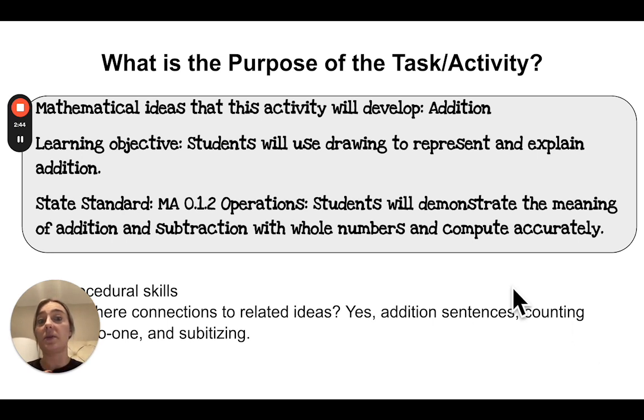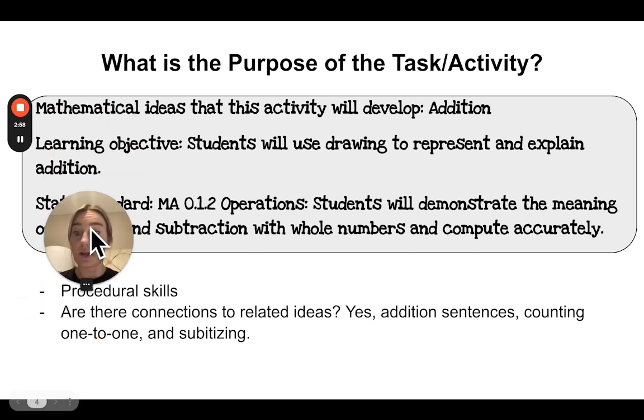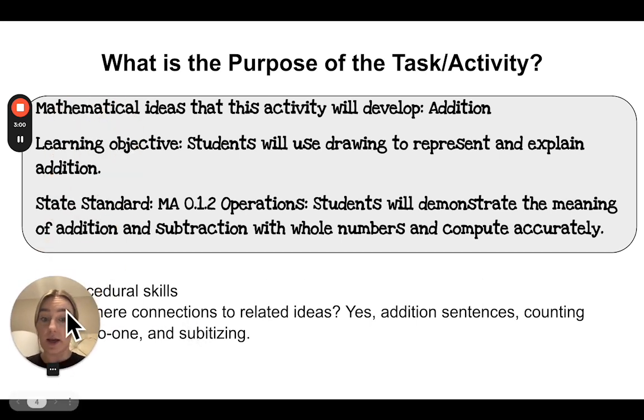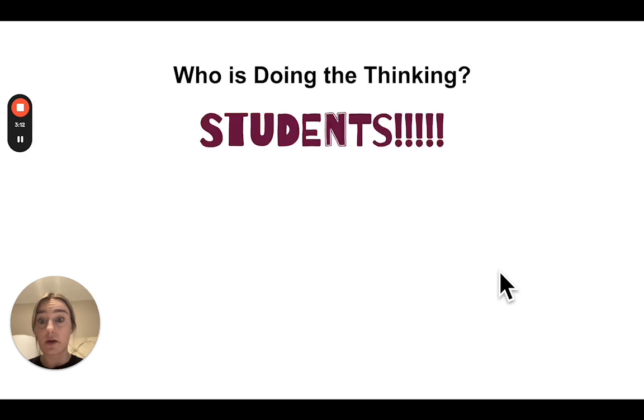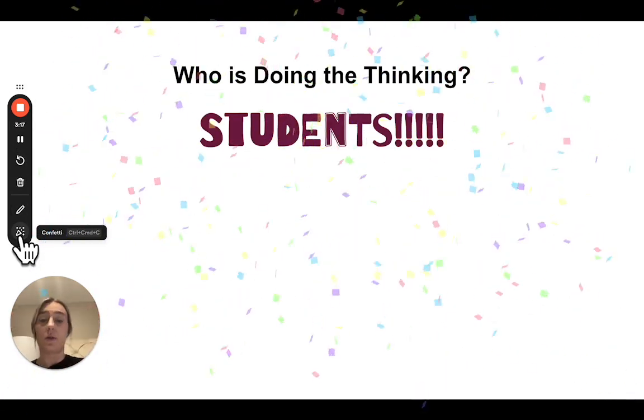What is the purpose of this activity? This activity will help develop addition and their knowledge of that. Students will use drawing to represent and explain addition, and they will have to use procedural skills to do so. Are there connections to related ideas? Yes, students could use their knowledge of addition sentences, counting 1 to 1, and subitizing, and probably many more that I just couldn't think of. Who is doing the thinking? The students are, which is what we want.